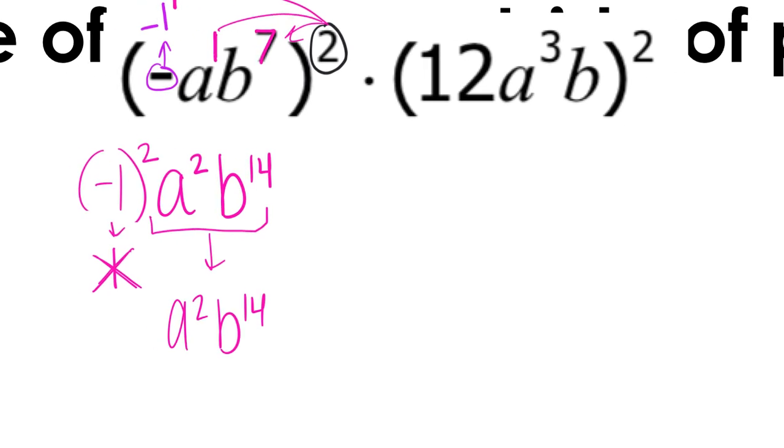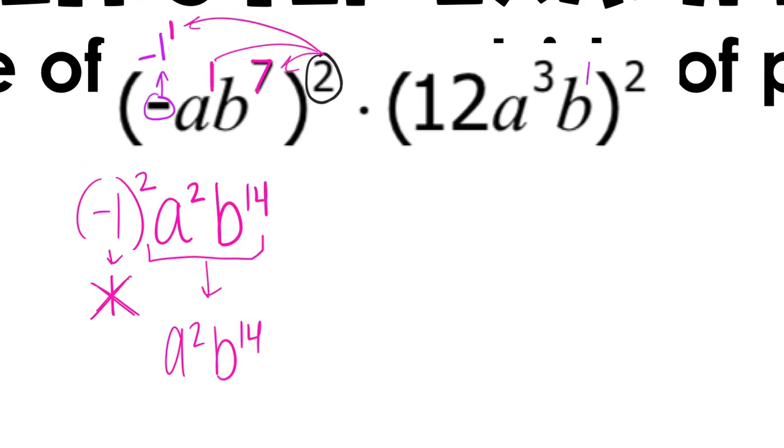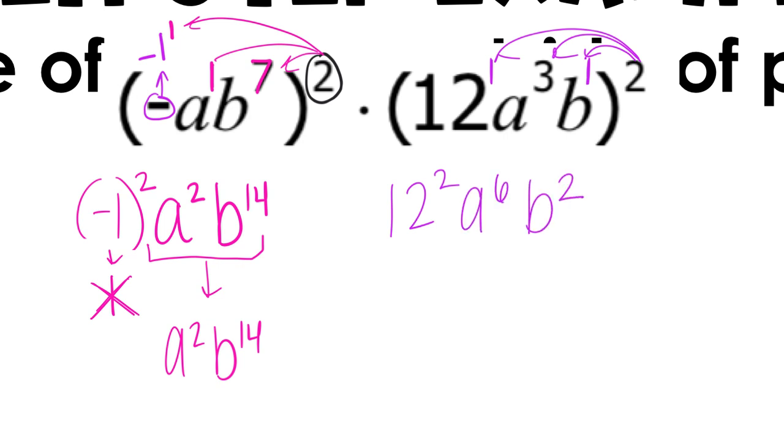Now let's take care of this other one. So same thing here. I'm going to put a 1 on the B. I'm going to put a 1 on the 12. And then we're going to multiply this exponent to all of those. So this is 12 squared, A to the 6th, B to the 2nd. And then we're going to simplify that 12 squared. 12 squared is 144. So I'm going to drop this down.